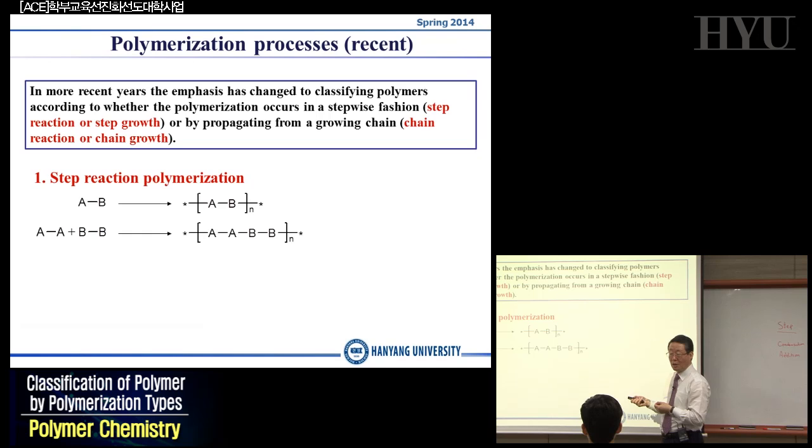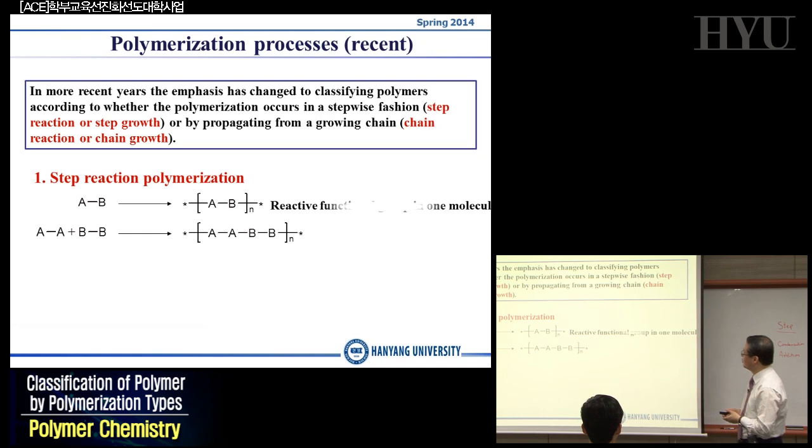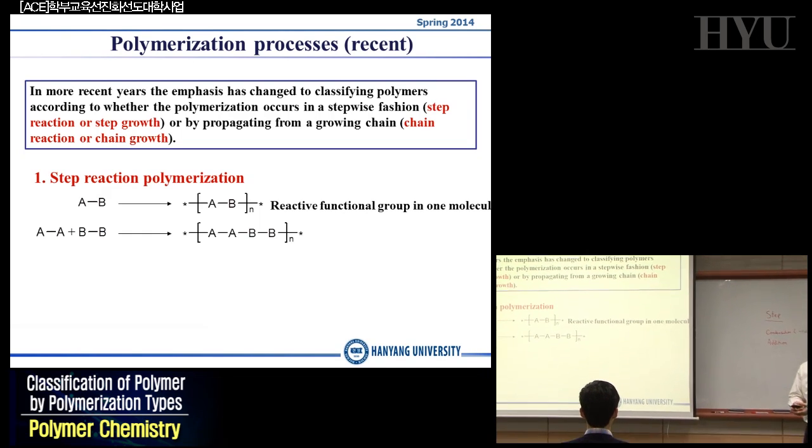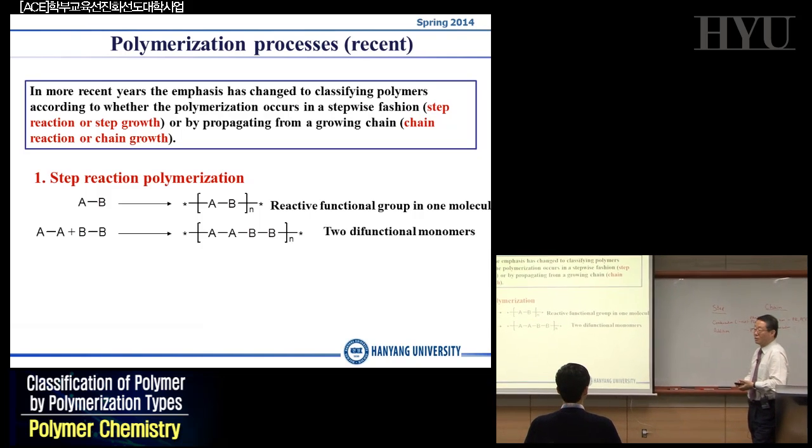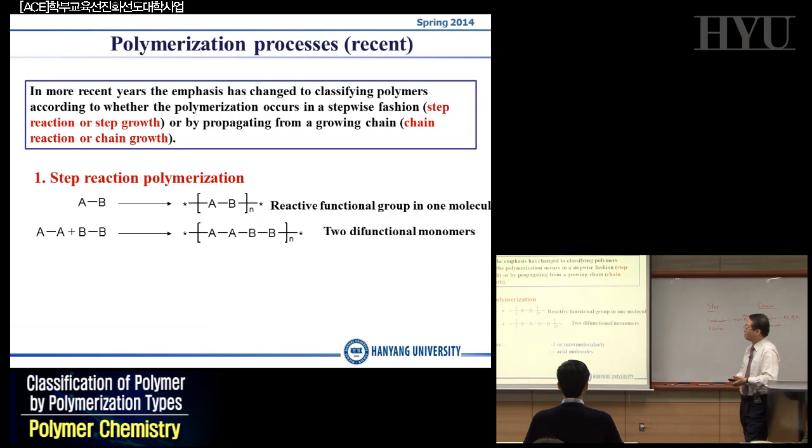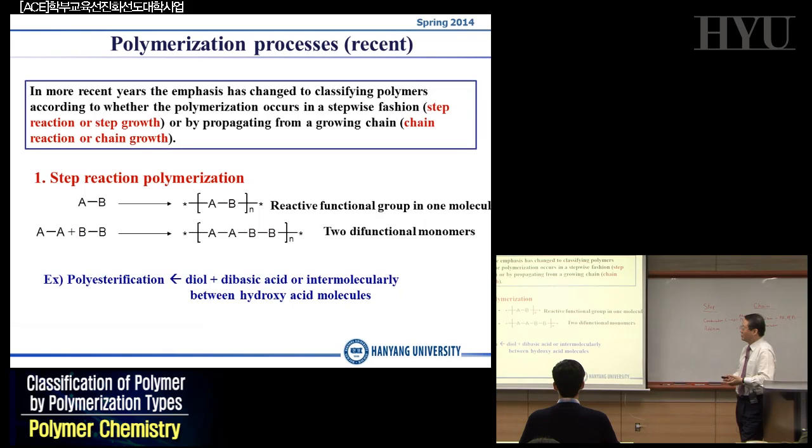AA and BB are, for example, ethylene glycol and terephthalic acid reacting together to become an AA-BB type of condensation polymerization or step-growth polymerization product. You can make both of these cases become a polymer. So the reactive functional groups could be in one monomer, or they could be in two different monomers. The esterification reaction is a very typical example of these step-growth polymerization reactions.